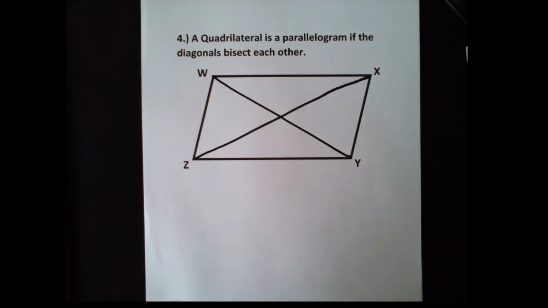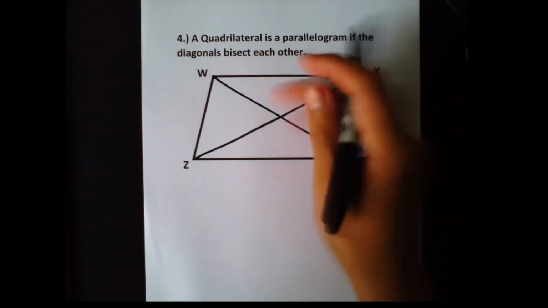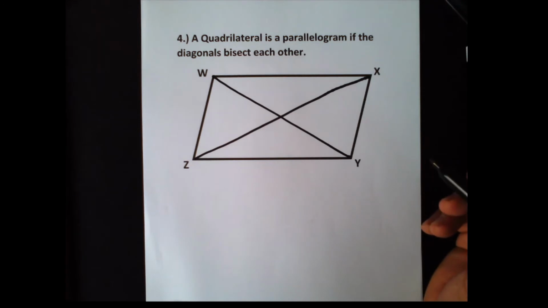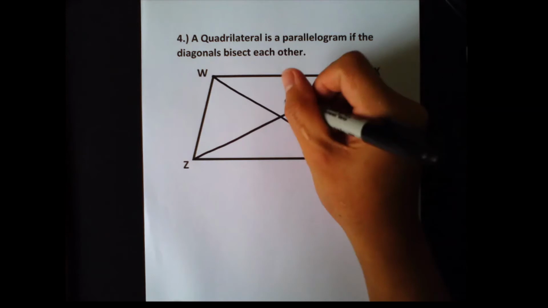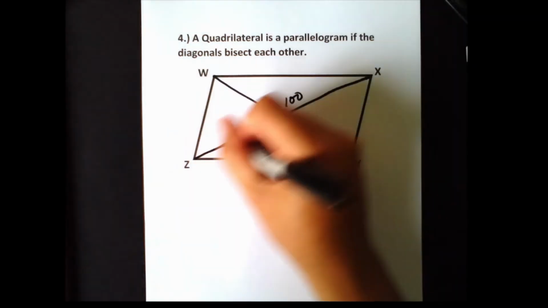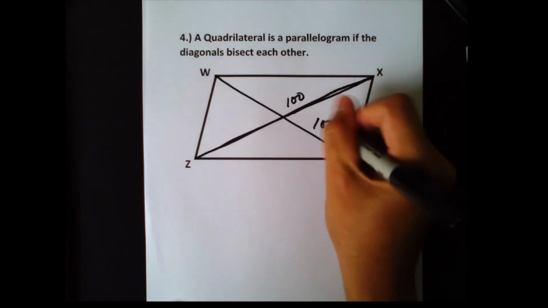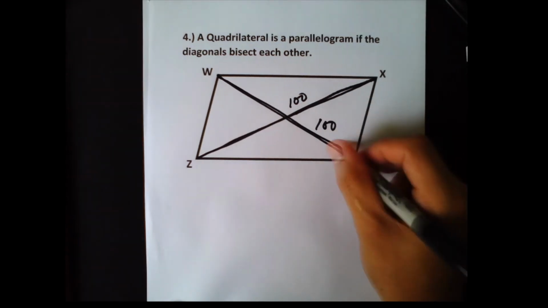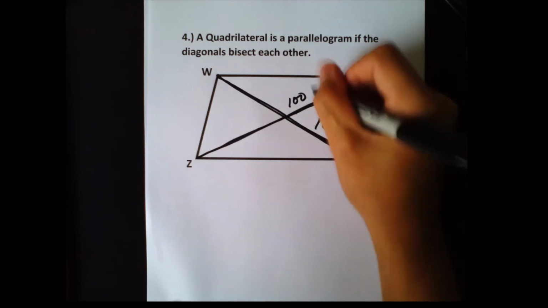So in a parallelogram, remember, the diagonals are also congruent. If this has a measurement of 100 from here to here, this line also has a measurement of 100 if that is the measurement of the diagonal. For example, let's say 100 meters here and 100 meters here also.